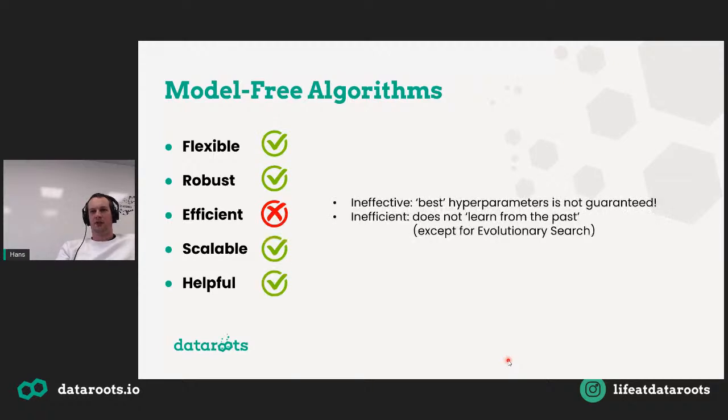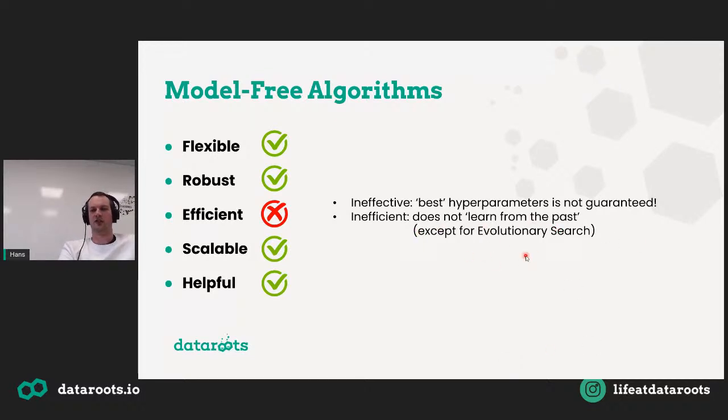What we see from the model-free algorithms is basically they are flexible, robust, scalable, and helpful. So you have some packages for them, but they're highly inefficient. It doesn't guarantee that you have the best hyperparameters, because you always start from a random set. You just sample from your parameter space, you try those out, and within that set, you decide which one is the best and try to evolve toward a better one. So it does not learn from the past.